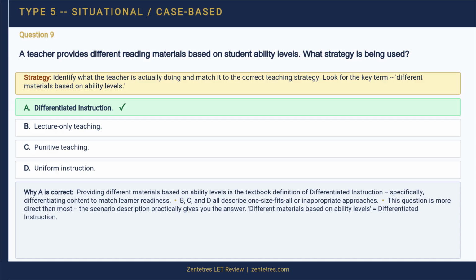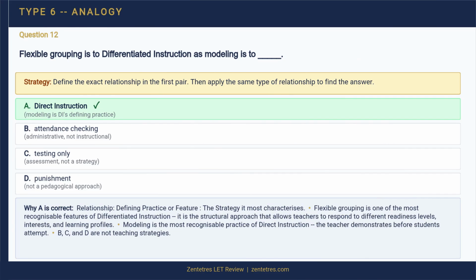B. Lecture-only teaching. No variation in approach or material. One size fits all. C. Punitive teaching. No connection to the scenario at all. D. Uniform instruction. The scenario explicitly describes non-uniform materials, so this cannot be right. When the question describes an action, match it to the strategy it most closely represents. The answer is A.